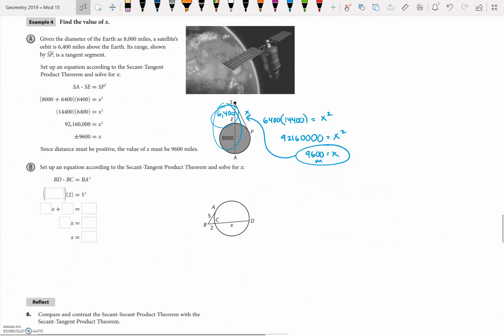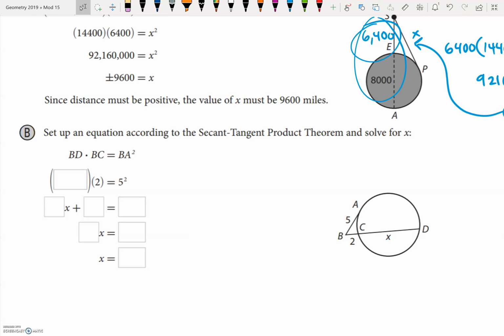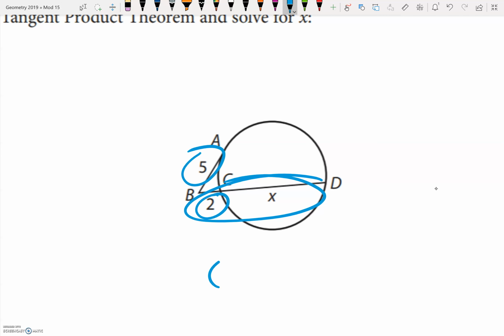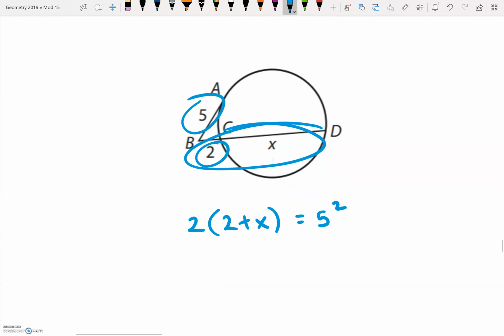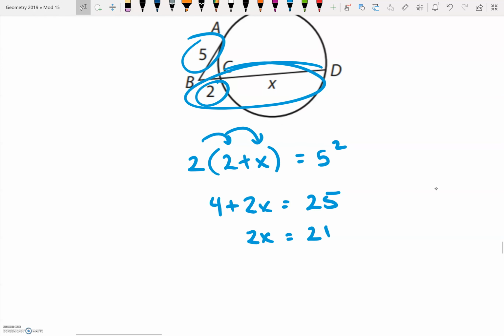Okay, and let's go ahead and do this one more time. We'll set up our last example. The entire thing times the outside equals that squared. So the entire thing is 2 plus x. The outside is 2, and that equals 5 squared. So we'll distribute our 2. We get 4 plus 2x equals 25. 2x is equal to 21. So x is equal to 10.5.